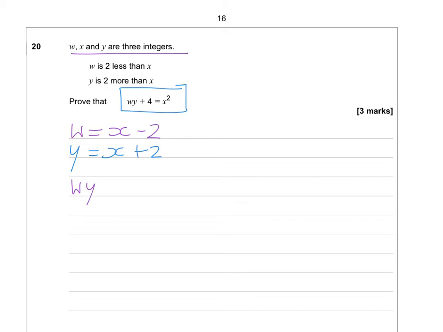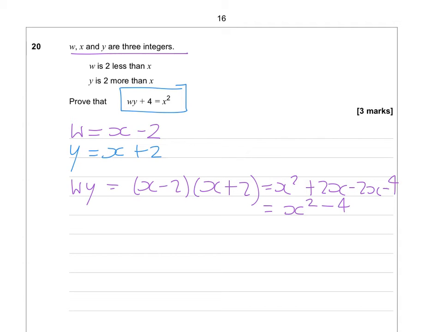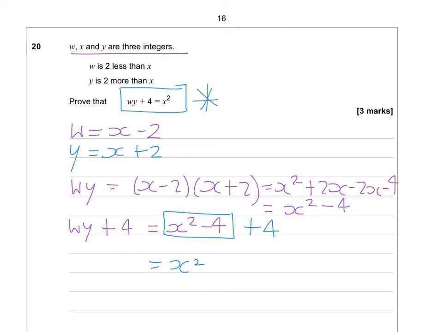So wy is equal to x minus 2 multiplied by x plus 2, which if we expand the brackets is x squared plus 2x minus 2x minus 4, which simplifies to x squared minus 4. Then wy plus 4 is equal to x squared minus 4, which is the wy part, plus 4, which of course is x squared, which is what we were trying to achieve.